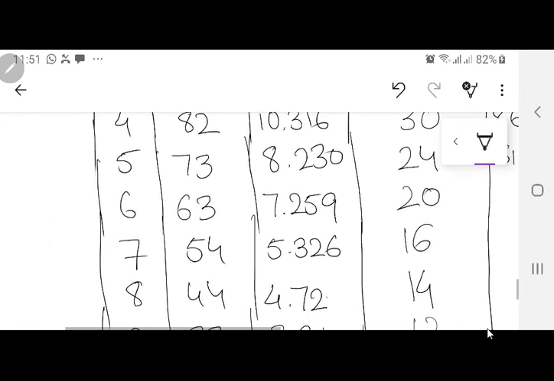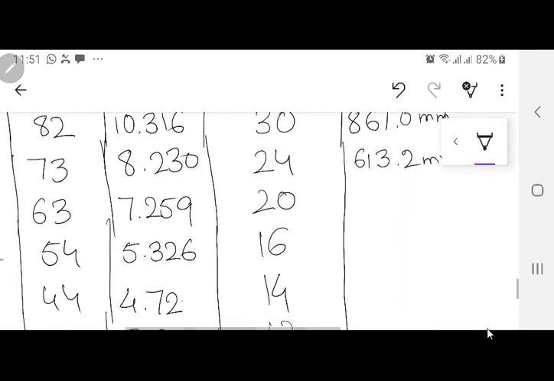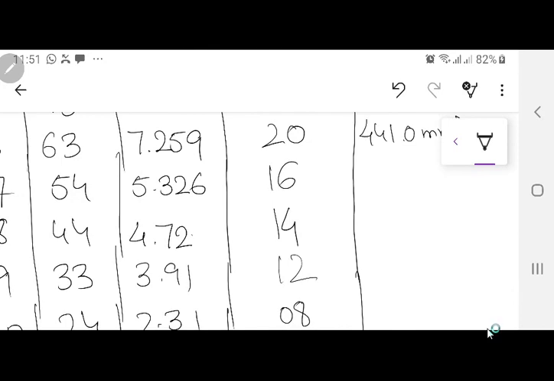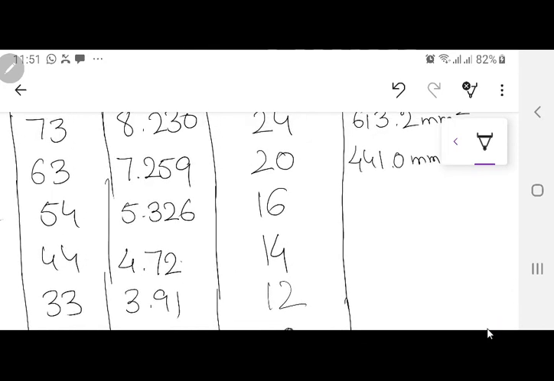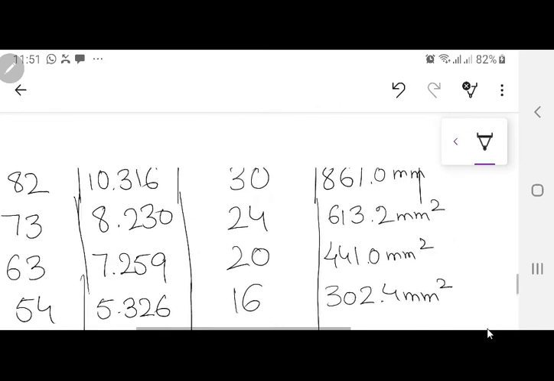This is the sixth step which we are doing. 441 point, कोई पॉइंट नहीं जी. सेवेंथ स्टेप 441 के बाद 302.4. क्या है दोबारा?